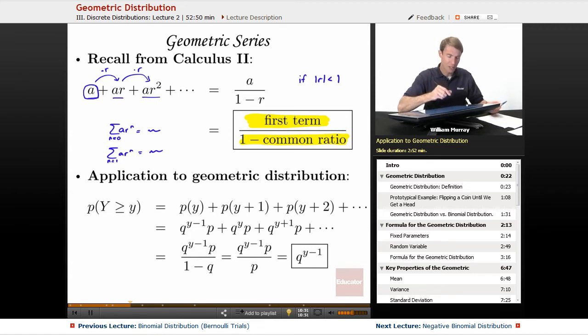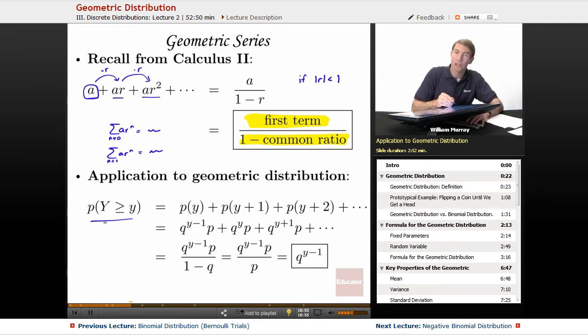So the way we want to calculate that is we want to add up all the values that are bigger than or equal to y. If we want to find the probability that it's at least little y, we look at the probability of little y plus the probability of little y plus 1, little y plus 2, and so on, and we add that up. And I'm just going to use my formula for the geometric distribution.